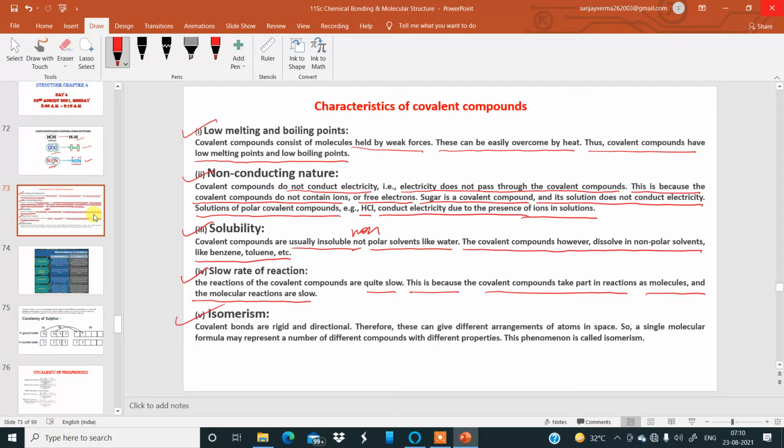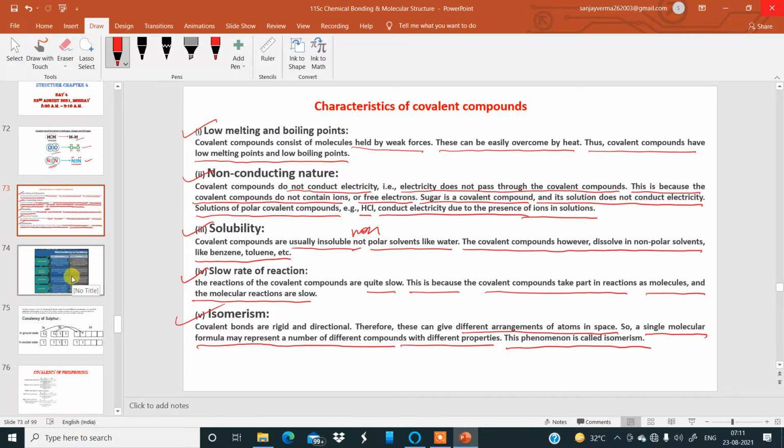Isomerism. Covalent compounds are rigid and directional. They are rigid and they are directional. Therefore, these can give a different arrangement of atoms in space. That means we can have different structures in space. So a single molecular formula may represent a number of different compounds with different properties. This phenomenon is called isomerism. Therefore, it is possible for covalent compounds to exhibit isomerism.